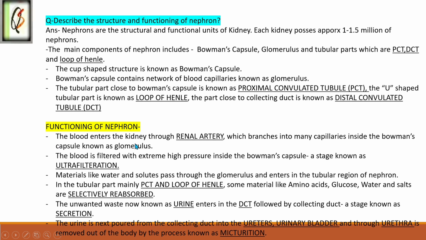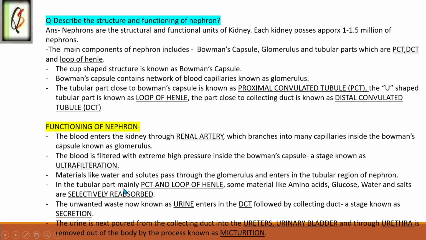So the blood enters the kidney through the renal artery, which branches into many capillaries inside the Bowman's capsule, known as the glomerulus. The blood is filtered with very high pressure inside the Bowman's capsule, and that stage, which we already studied, is known as the stage of ultrafiltration. Materials like water and solutes pass through the glomerulus and enter the tubular regions of the nephron.